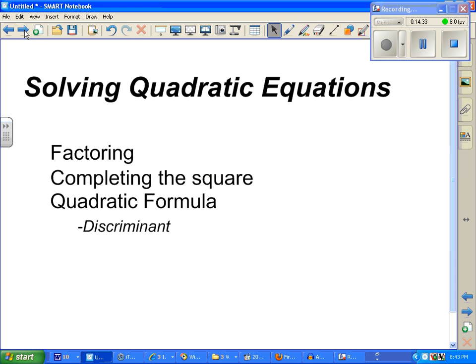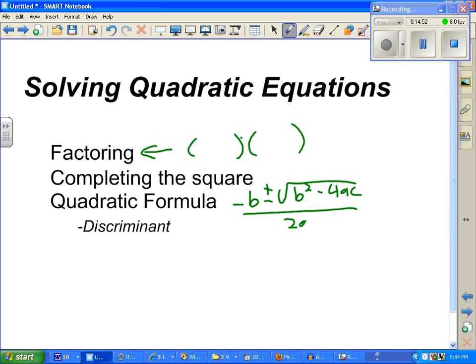So, let's review. We have factored, we've done all these in Algebra 2. We factored to where you figure out what's going to multiply and add to what. You complete the square, quadratic formula: negative b plus or minus the square root of b squared minus 4ac, all over 2a. Plug in your numbers and solve, and then use the discriminant.